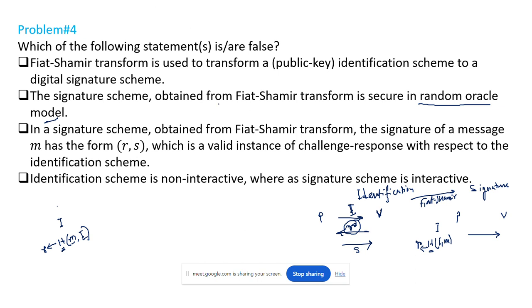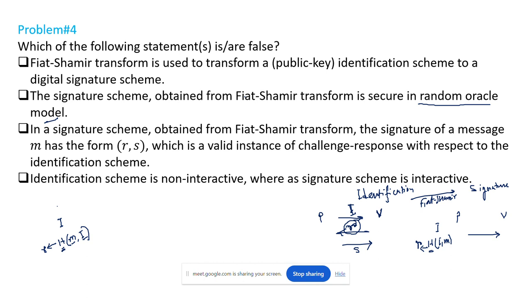So the second statement is also correct. The third statement says that in a signature scheme obtained from the Fiat-Shamir transform, the signature of a message M has the form (R, S), which is a valid instance of challenge-response with respect to the identification scheme. So this is of course correct, already mentioned. The fourth statement says the identification scheme is non-interactive, whereas the signature scheme is interactive. Is this true?